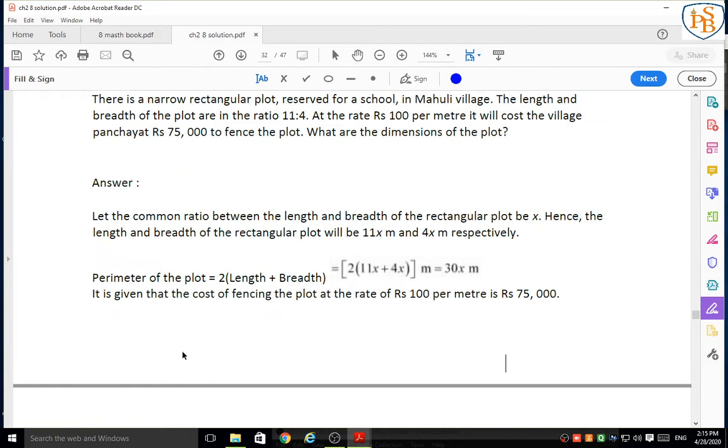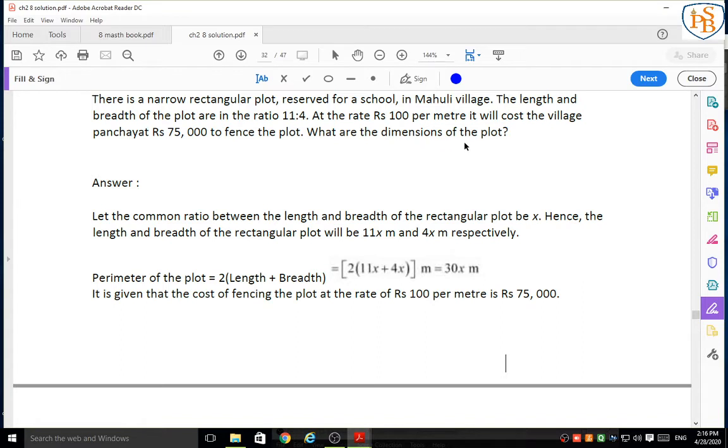Now question number 6. There is a narrow rectangular plot reserved for a school in Mahuli village. The length and the breadth of the plot are in the ratio 11:4. They gave us the ratio, that means our first line is: let the common ratio between the length and breadth be x. At the rate of rupees 100 per meter, it will cost the village panchayat rupees 75,000 to fence the plot. Already we have solved many word problems related to perimeter and area. Now they told us to fence the plot, that means we have to find the perimeter of the plot.